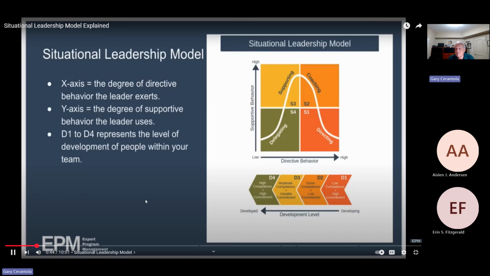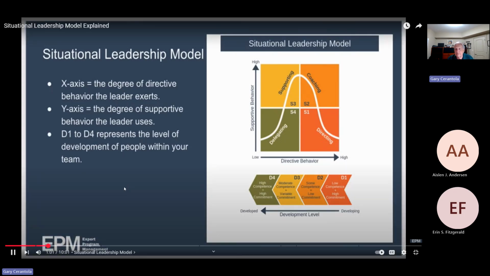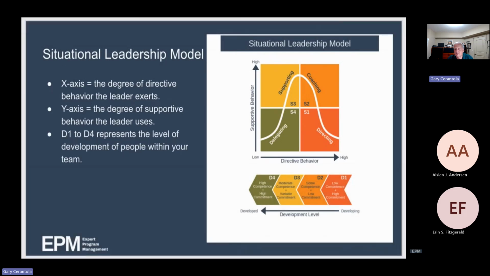So let's look at the model itself. Now, most of us naturally adjust our style to suit the situation, whether we realize it or not. So for example, we give a newly hired team member more slack to make mistakes than seasoned employees, and we might direct tasks more closely when a deadline is urgent and important.